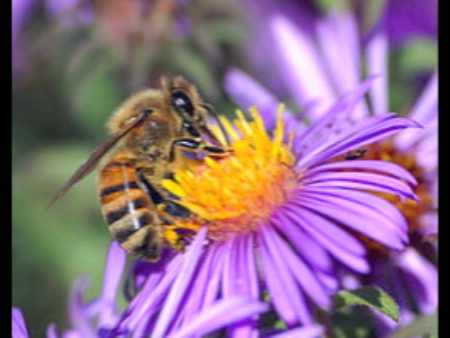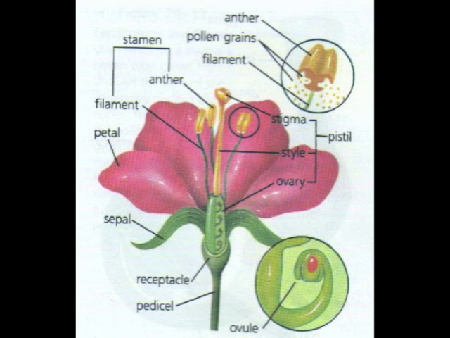The three main processes required for reproduction in angiosperms are pollination, fertilization, and seed dispersal. The first process, pollination, is what you see here between the bee and the flower. This process is the transfer of pollen from the anther to the stigma. The structure of the flower is adapted to its method of pollination.